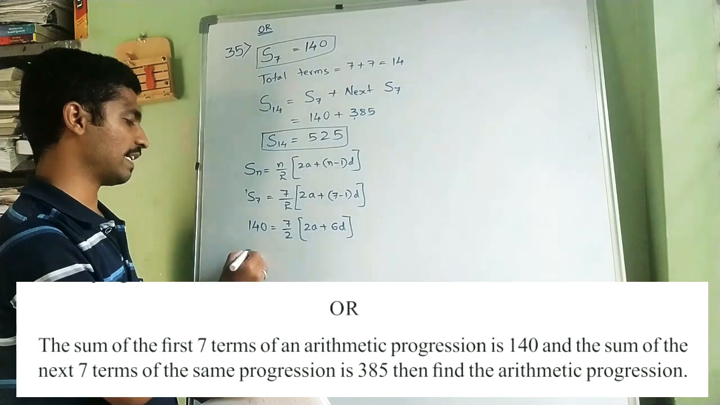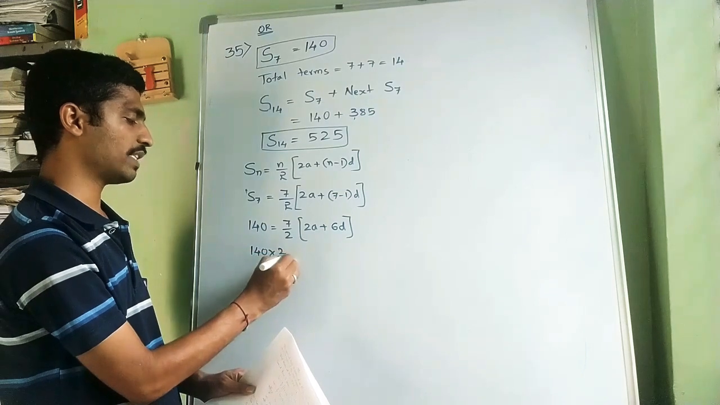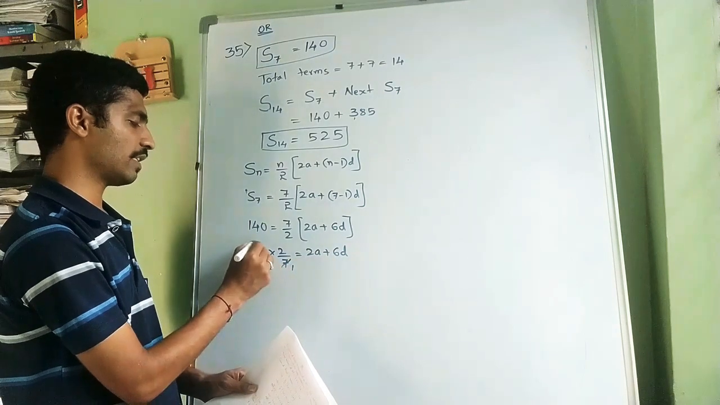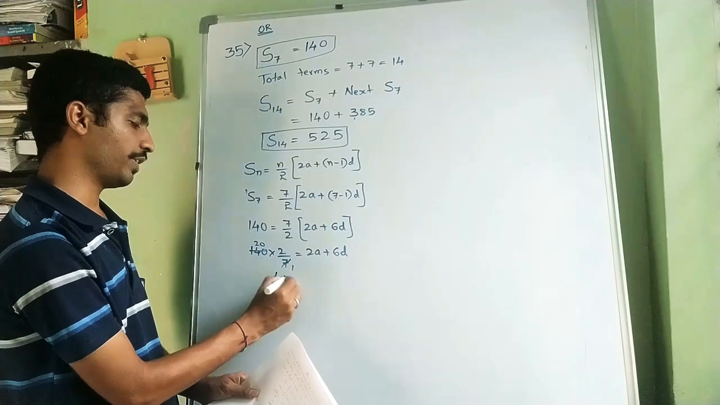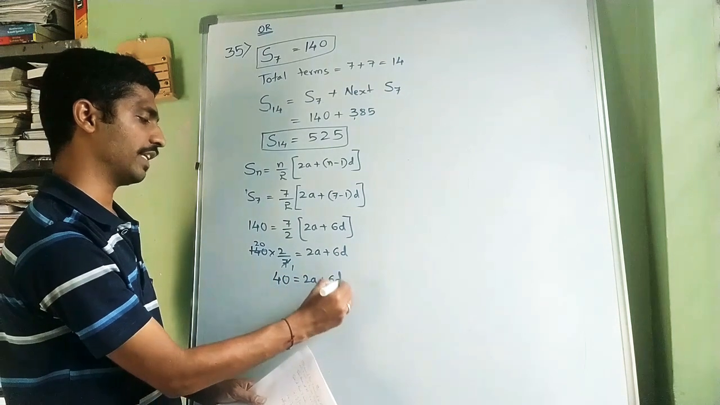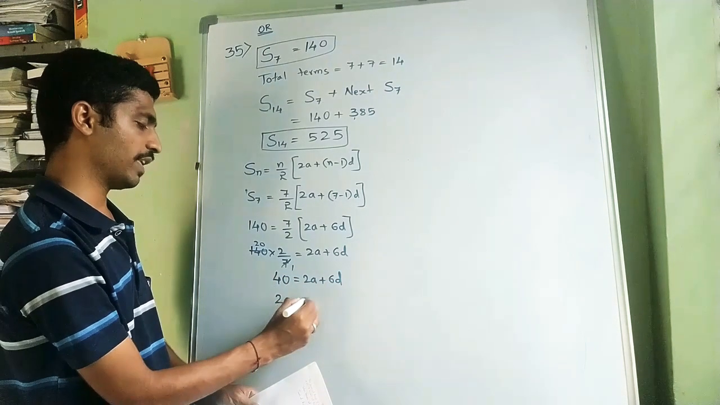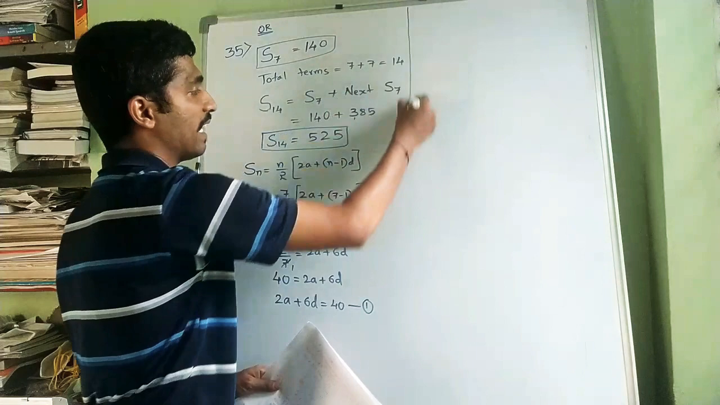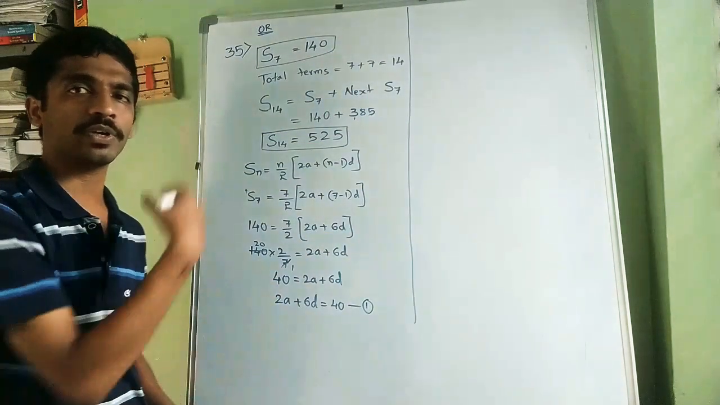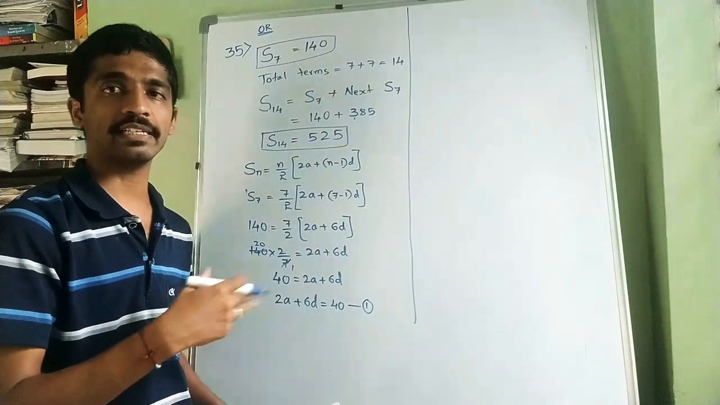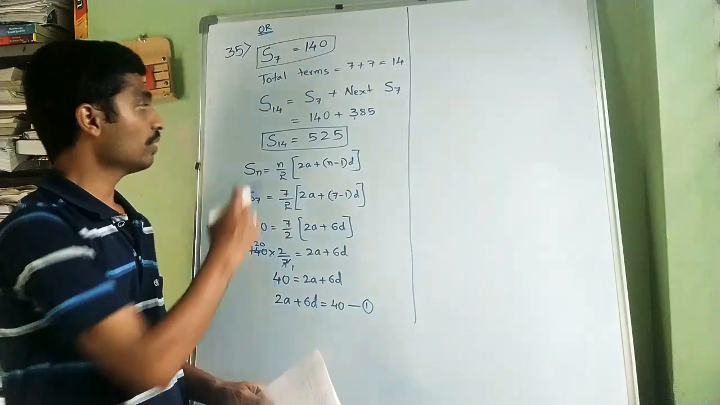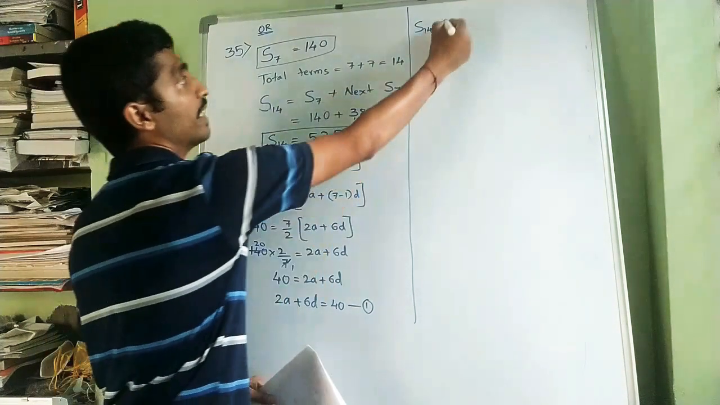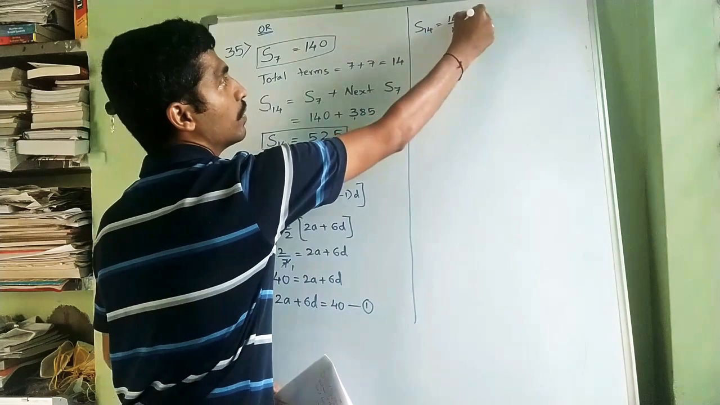Okay, taking this 7 by 2 this side, it becomes 140 into 2 by 7, it gets reciprocal, 2a plus 6d. 7 ones are 7, 20s are 20 into 2, 40 equal to 2a plus 6d, which is nothing but 2a plus 6d equal to 40. So let's take it as equation number 1. Okay, you can cancel it and simplify that one, or else keep like that only, because afterwards you will get the like terms to cancel by elimination method. So second, S14.